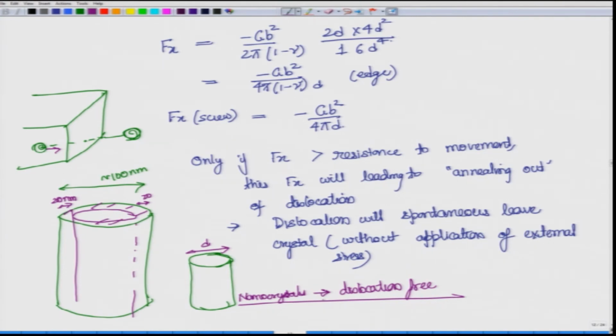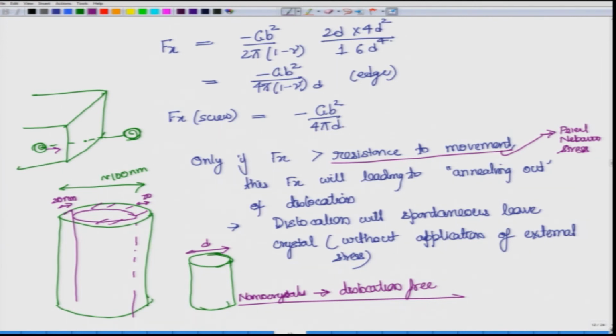What will this D depend on? This D will depend on what we have described here as resistance to movement. What we will later see is what is called the Peierls-Nabarro stress. So, if the force that these dislocations are experiencing is larger than the Peierls-Nabarro stress, which is actually the lattice resistance to movement, then the dislocations will be able to move. Once you know this value, the Peierls-Nabarro stress, you would be able to find out the diameter D for which you will have a dislocation free crystal, and therefore, you can get very high strength.